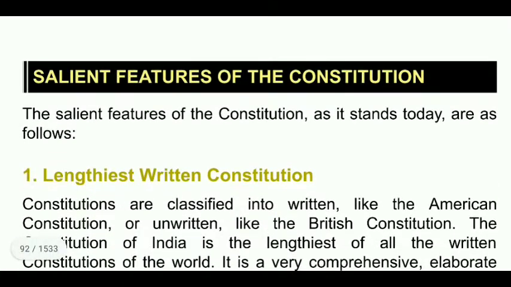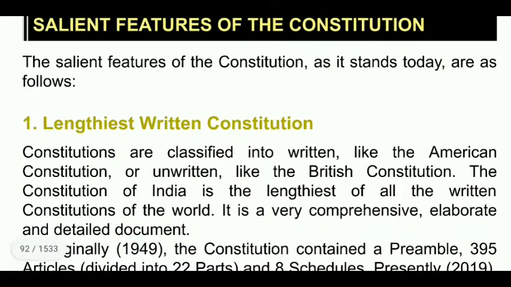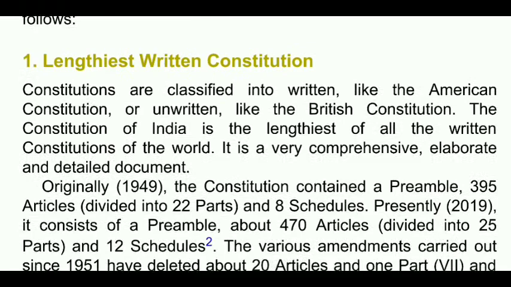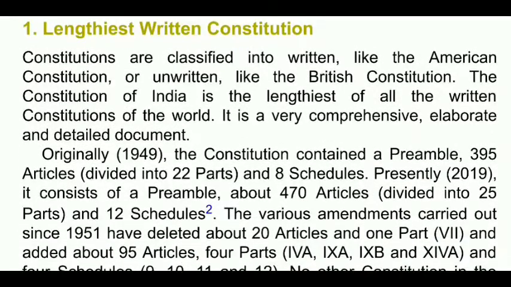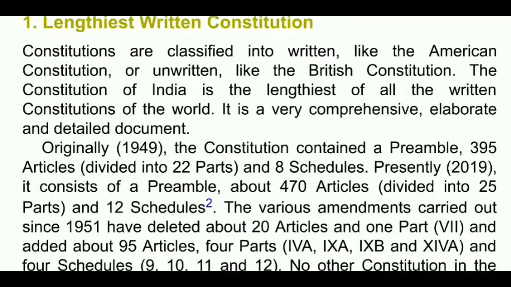Now, the salient features of the Constitution. The salient features of the Constitution as it stands today are as follows. First, lengthiest written Constitution. Constitutions are classified into written, like the American Constitution, or unwritten, like the British Constitution. The Constitution of India is the lengthiest of all the written constitutions of the world. It is a very comprehensive, elaborate, and detailed document.